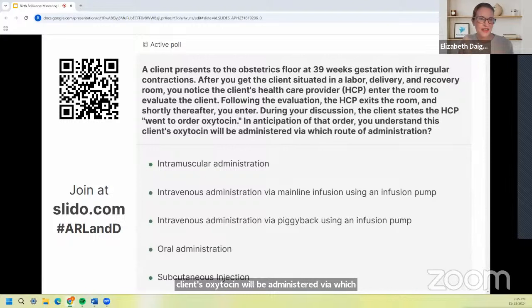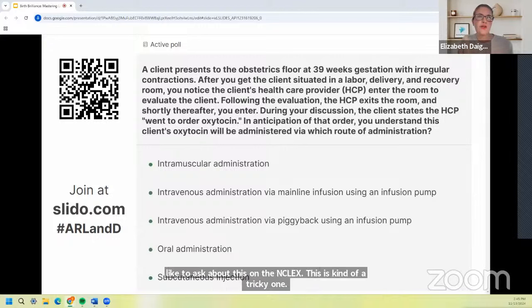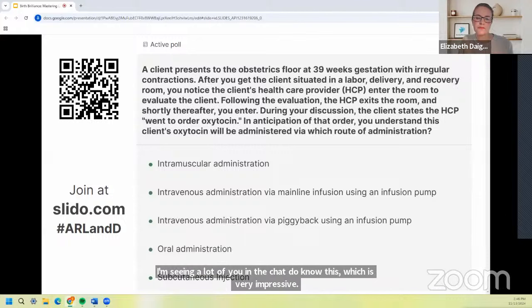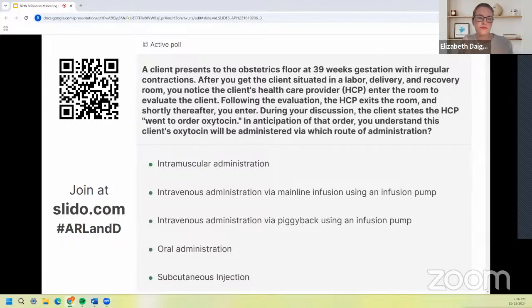They like to ask about this on the NCLEX. This is kind of a tricky one. So how do we give oxytocin? What do you think? Good. I'm seeing a lot of you in the chat do know this, which is very impressive. Excellent. Let's go ahead and take a peek.